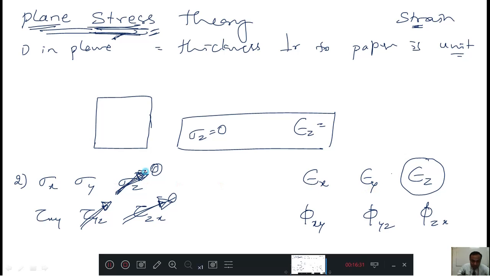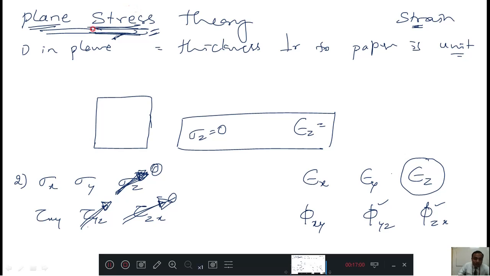Like that, when sigma z is not there, how can this epsilon z come? You tell me the reason; whatever knowledge I shared in module 1 is helpful, and based on that you can tell me the answer. How can this be possible? Like that, tau yz and tau zx are not there, but there is a possibility of having gamma xy and gamma zx. These two we can have in the system.